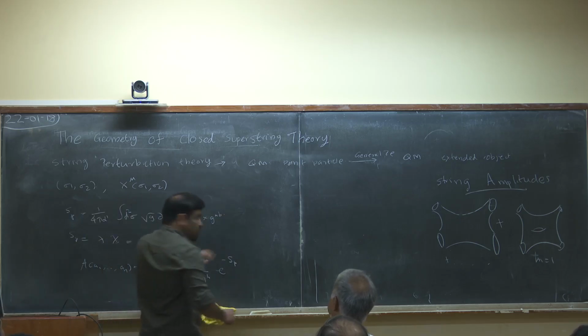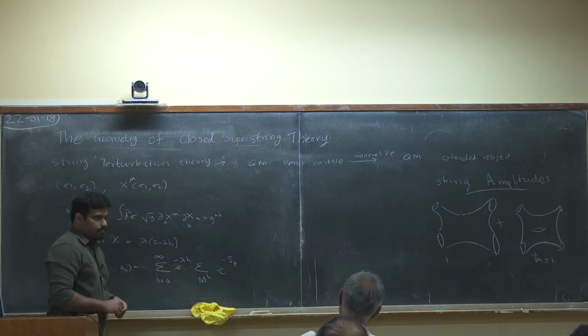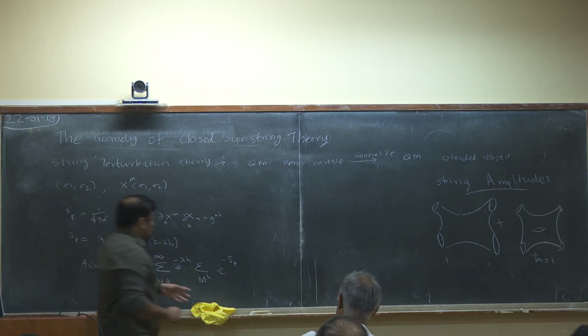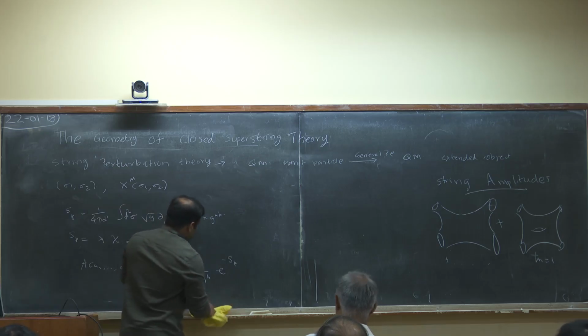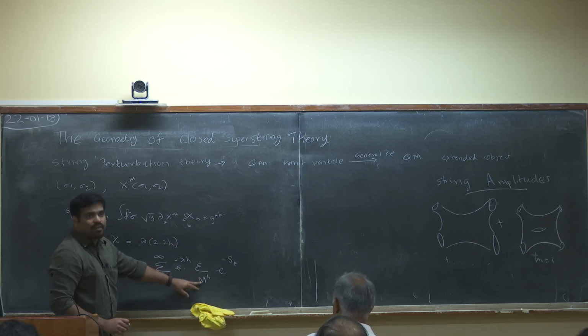At this level, of course, you could add additional terms which are non-linear. That is true, yeah. And then we have a summation over all possible world sheets that have a particular number of handles in them.